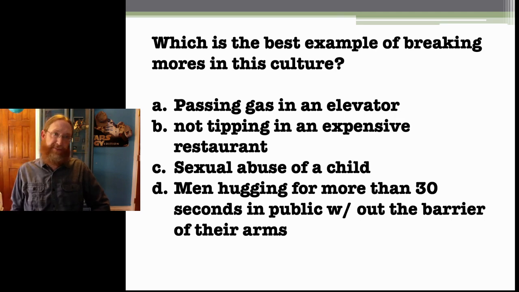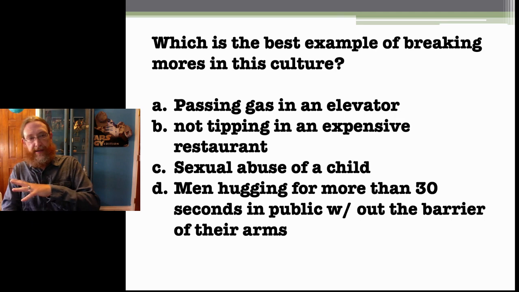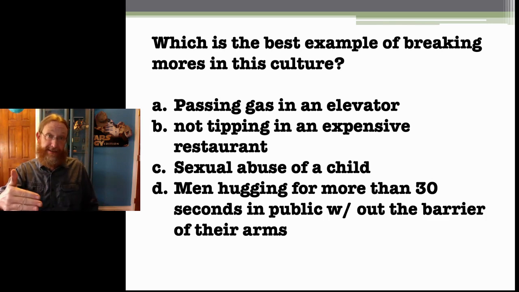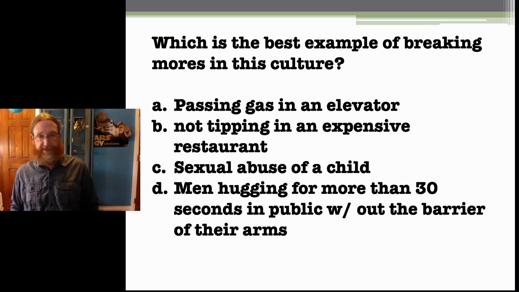All right, best example of breaking mores in this culture: passing gas in an elevator, not tipping at an expensive restaurant. By the way, here's how you tip exactly. There's no question. If you go out, and you know this because a lot of students are servers. If you've ever been a server, 20% at least, no matter what. If you are going to go out and eat, you need to tip. As my life hack or advice to you, you need to tip at least 20%.